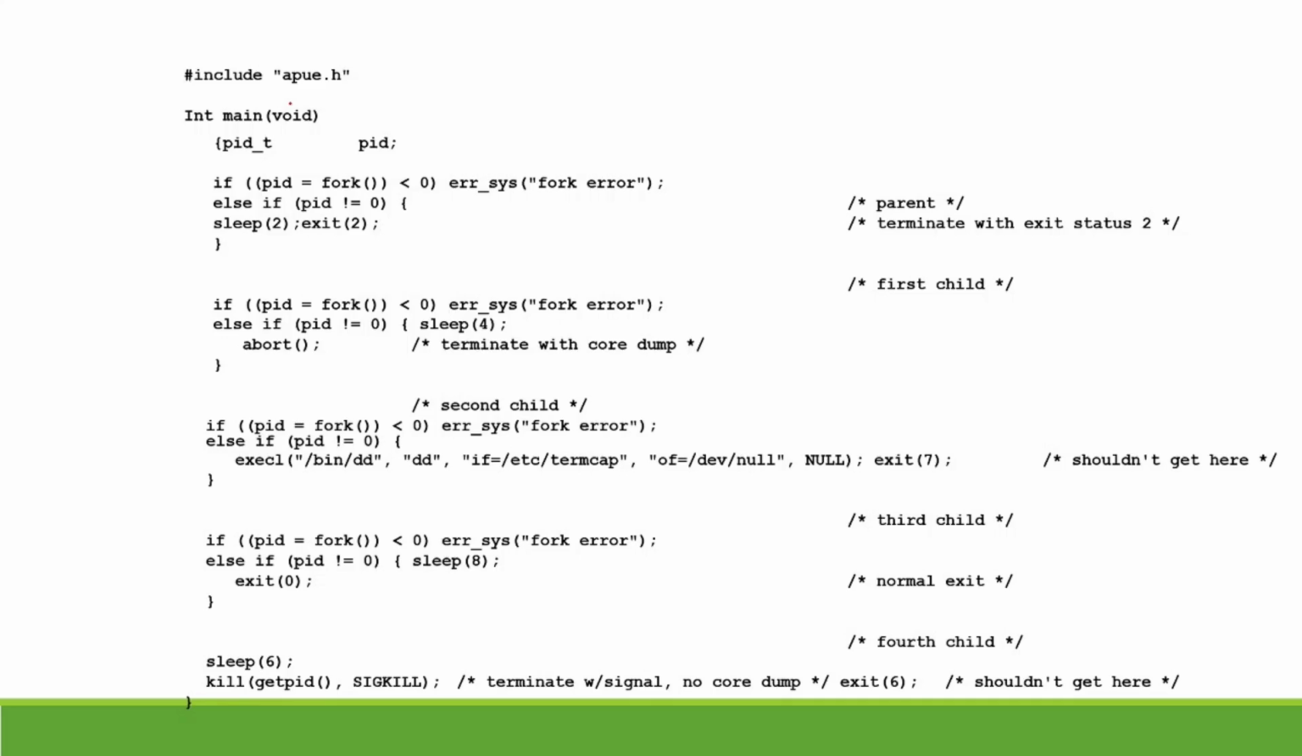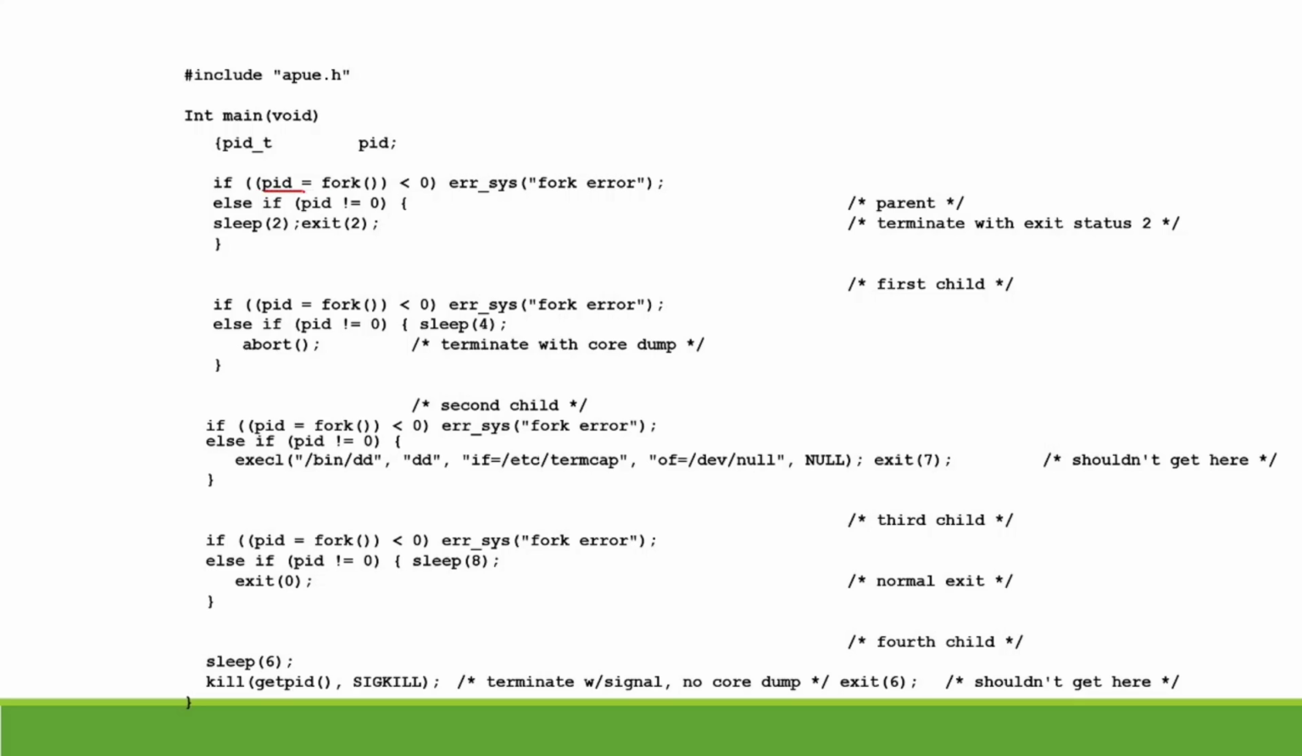Now let us consider the programming example to understand process accounting better. This program is used to generate the accounting data by forking a child process multiple times. To be precise, 4 child processes will be created in this particular program. Okay, so let us see how this program works.